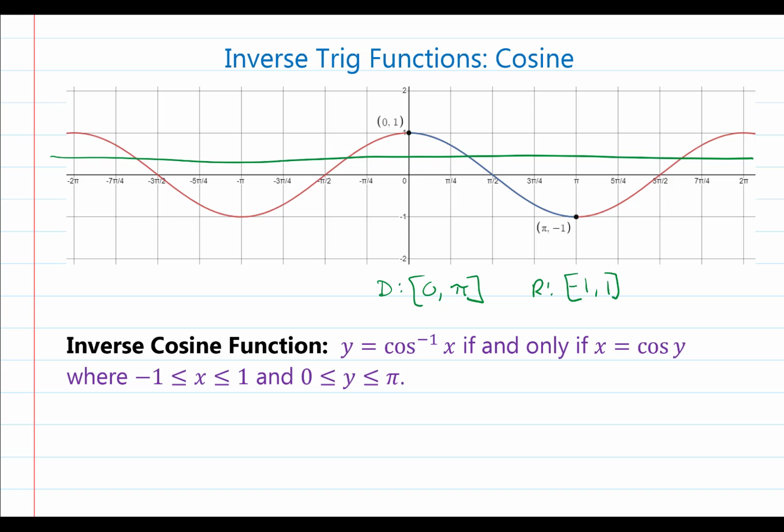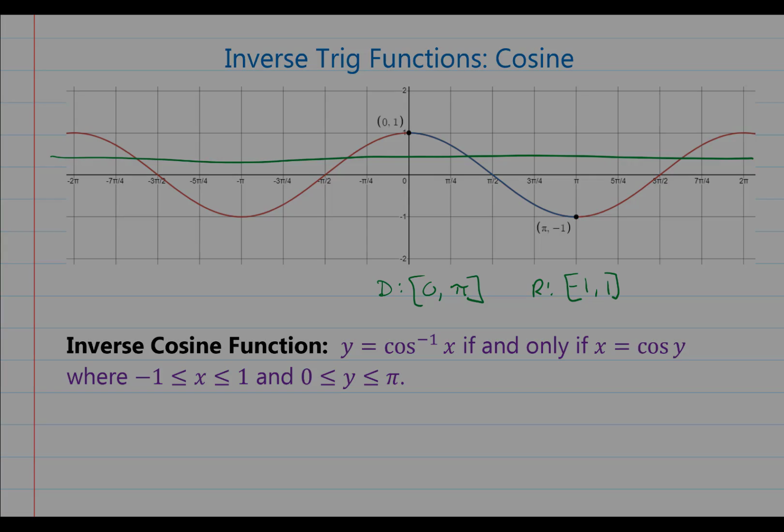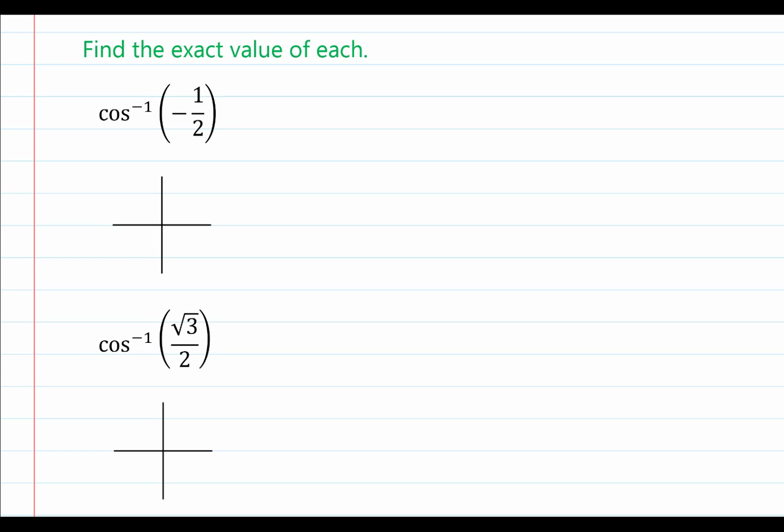This then gives us the definition of our inverse cosine function, which is that y is equal to the inverse cosine of x if and only if x is equal to cosine of y, where x is between -1 and 1 inclusive, and y is between 0 and pi inclusive. Let's now use that information to find the exact value of each of these inverse cosine functions.